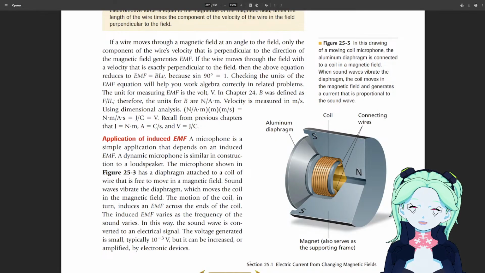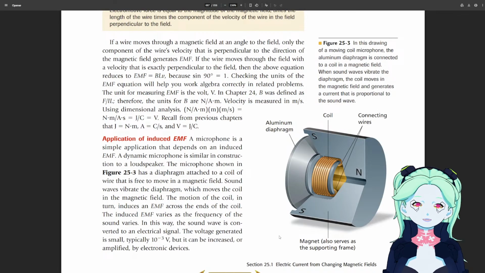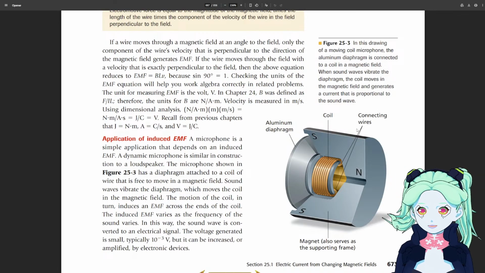Case 2, back and forth motion, AC. Now imagine the rod moving right, left, right, left. Now the electron push keeps reversing directions. That means the current reverses directions too. So you get AC current. This is what happens in microphones and speakers.